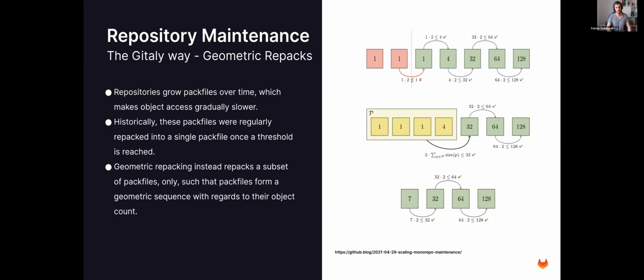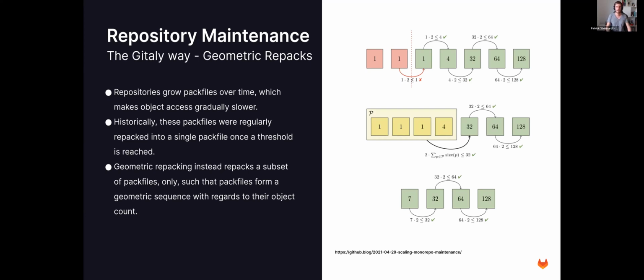So by using geometric repacking, we instead only repack a subset of pack files, like you can see on the right-hand side. Each pack file here is indicated by a square, where the number inside of the square indicates how many objects they have. And with geometric repacking, we try to ensure that we have a geometric sequence of the number of objects inside of the pack file. So on the right-hand side, at the top, you have 7 different pack files. And the first 2 actually violate the geometric sequence, because you can see that a pack file with a single object is not twice as big as the next biggest pack file.